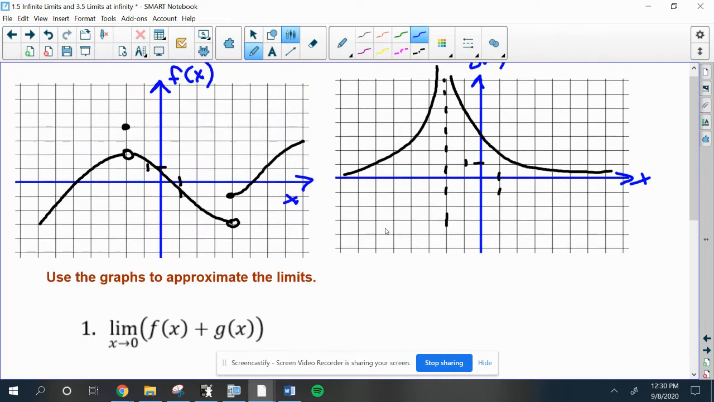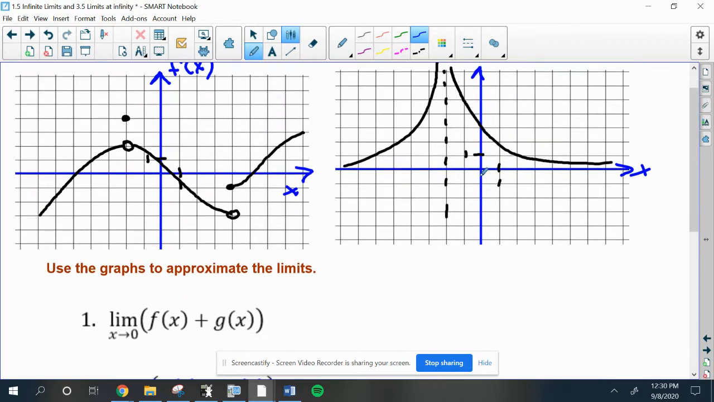So the first one says, what's the limit as x goes to 0 of f of x plus g of x? Notice that when you do the limit of f, it's 1. The limit of g looks to be 3. So this is really using the property of limits we learned earlier on in the year. It would be 1 for the limit of f plus 3 for the limit of g, which would be 4. Pretty easy.